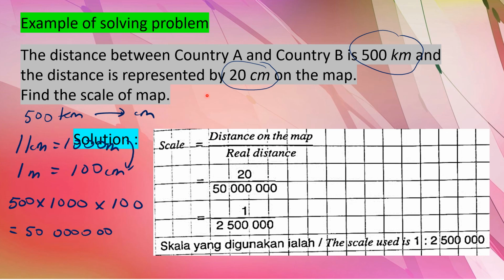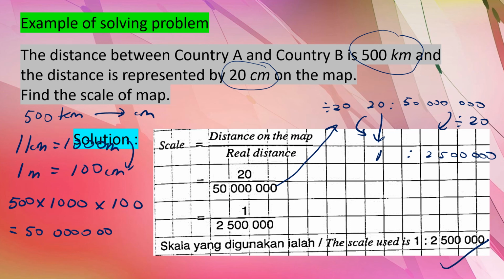So let's look at the solution. The scale is the distance on the map, which is the drawing, divided by the object, the real distance. So 20 divided by 50 million. If you do the proportion, the ratio, 20 is to 50 million. The 20 must be 1, so 20 must be divided by 20, meaning the 50 million is also divided by 20. After you divide, you will get 500,000. So this is your scale.